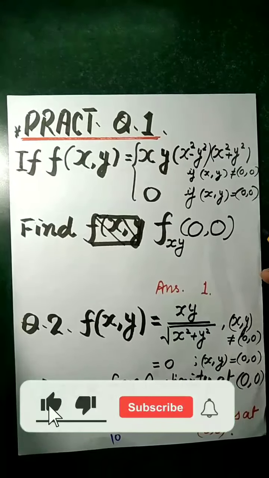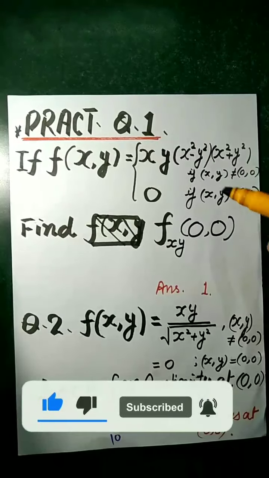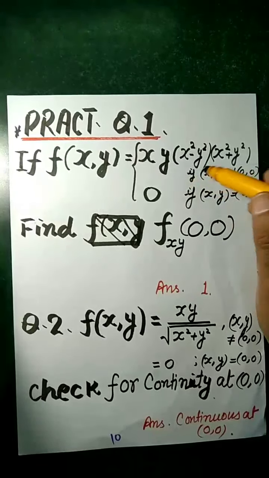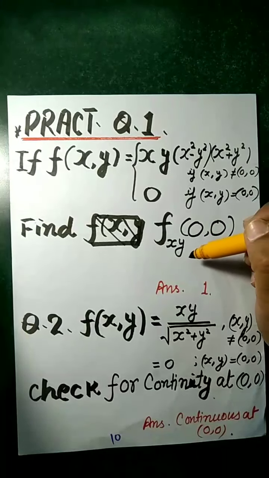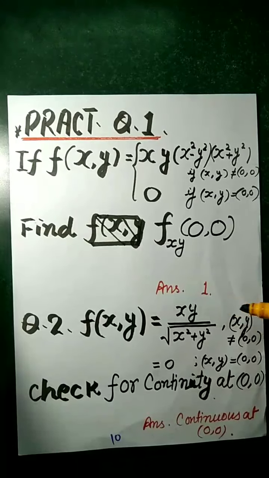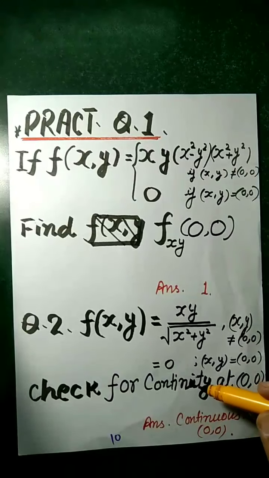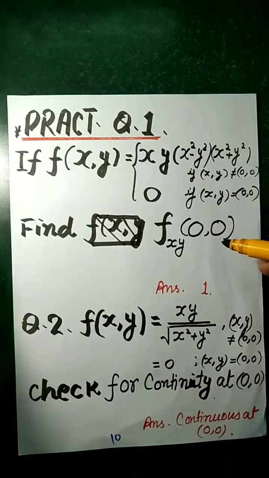Now these are the practice questions. If f(x, y) equals this, we have to obtain the partial derivatives with respect to x and y at point (0, 0). The answer will be 1. The second question is this one: we have to check the continuity at point (0, 0). The answer is continuous at (0, 0). One can solve these problems easily.